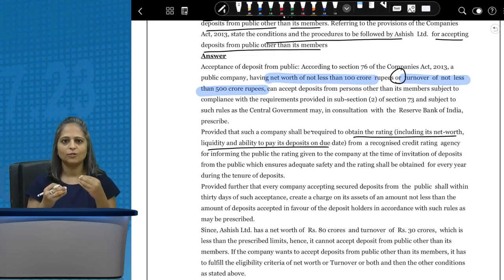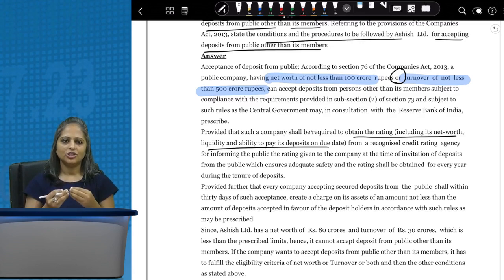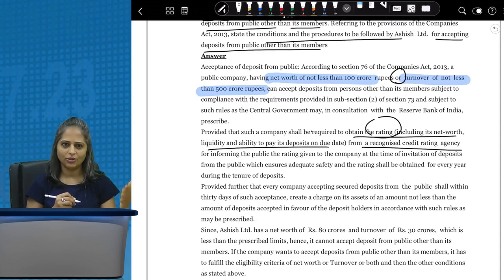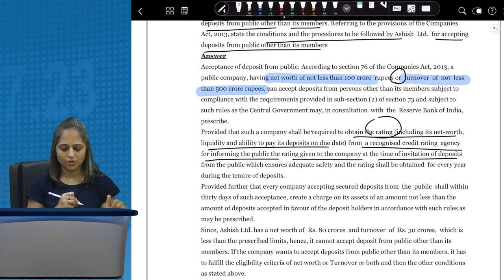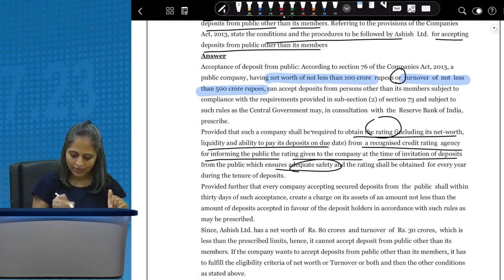So if you cross that limit of 100 crores of net worth and more than 500 crores of turnover, then in addition to that you will also have to obtain the rating from a recognized credit rating agency. You have your CRISIL, CARE and other agencies which give you the credit rating. For informing the public, the rating given to the company at the time of invitation of deposits gives a rank as to how good the company is, so that the public can determine whether they want to invest in your company or not, which ensures adequate safety, and the rating shall be obtained for every year during the tenure of the deposits.